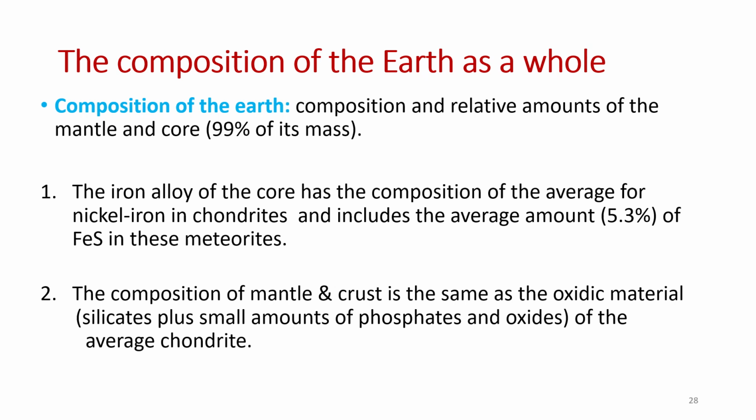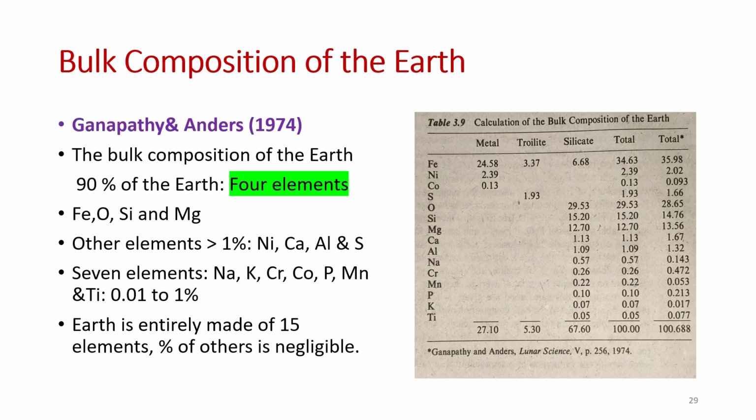Coming to the second assumption, the composition of the mantle and the crust is the same as the oxidic material. That means it includes the silicates and small amounts of phosphates and oxides of the average chondrite. Ganapathy and Anders in 1974 calculated the bulk composition of the earth on a rather more elaborate set of assumptions, and their figures are included for comparison. The table indicates the calculation of the bulk composition of the earth. In view of the uncertainties and assumptions involved in calculations of this kind, too much weight should not be given to the numerical results which are obtained.